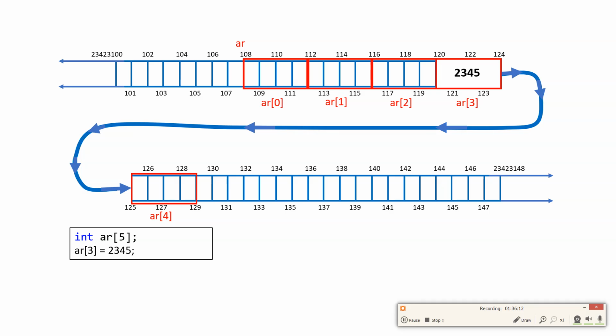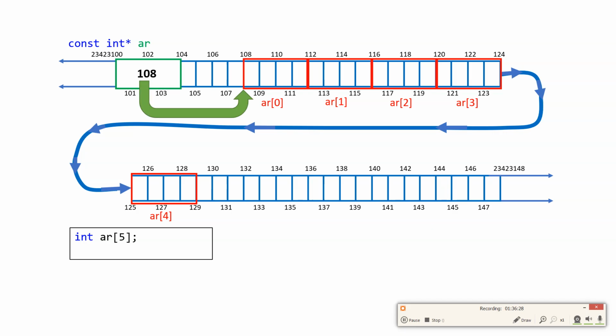But what happens behind the scene is actually this. When you create 5 integers, it's actually 5 integers and a constant integer pointer. And that integer pointer actually points to it. So this is what happens behind the scene.